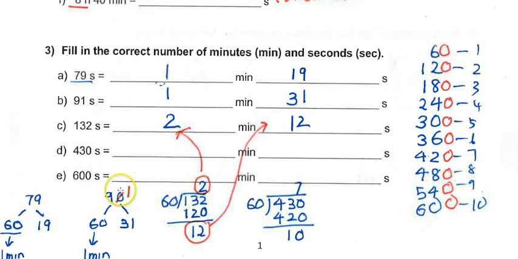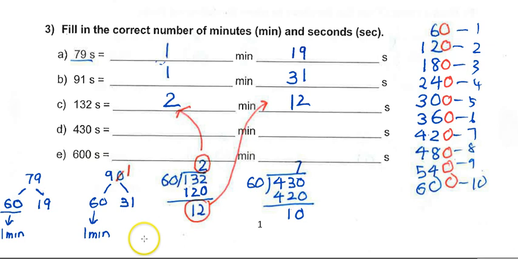Now this is about the same as the previous ones. All you have to do, 79 seconds, is work out how many minutes and how many seconds there are. 79, 91, and 132, and so on. All you have to do is make this roll up a little bit for you to take a look. It's all division, right?